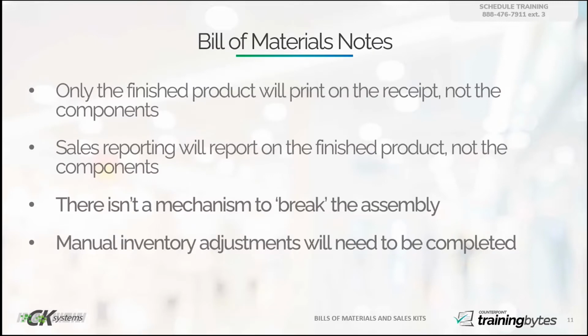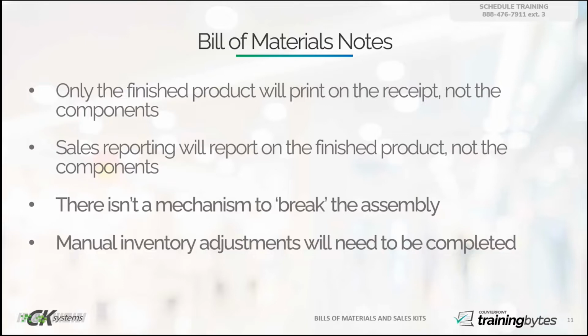Some bill of material notes, and again, differences between sales kits and bills of material. When you do a bill of material and you sell it, the finished product is what prints on the receipt, not the components. When you do sales reporting, your only option is to report on the sales of the finished product. So the sales of the finished product don't say you sold these components.